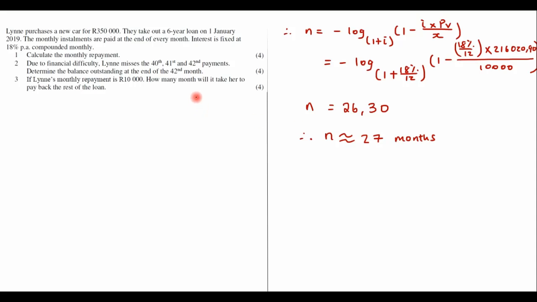because the question was asking how many months, right? How many months will it take her to pay back the rest of the loan? Now when she makes the 26 payments of 10,000, it doesn't mean that she has paid the full amount, because there is still that 0.3, which means there's an amount which is less than 10,000. So that's what this decimal means. So that's it for this part.